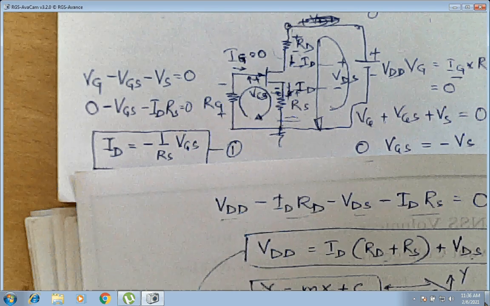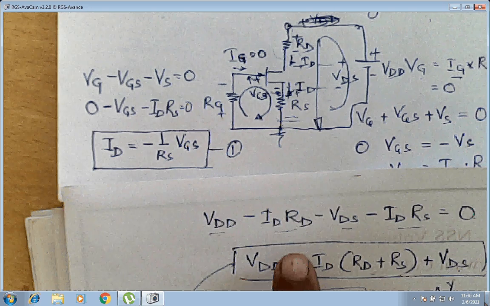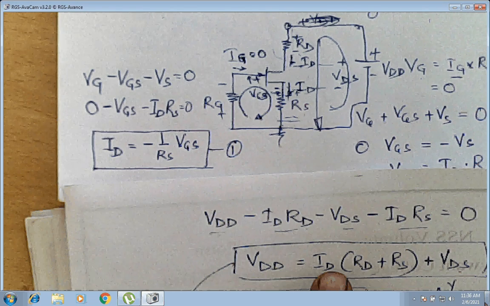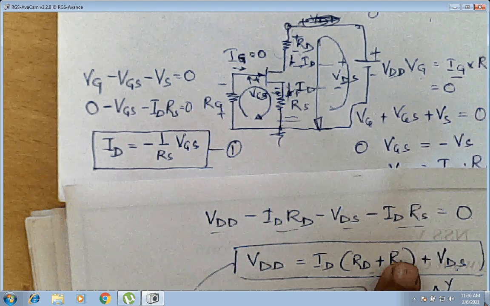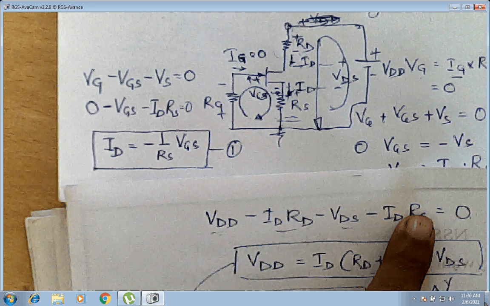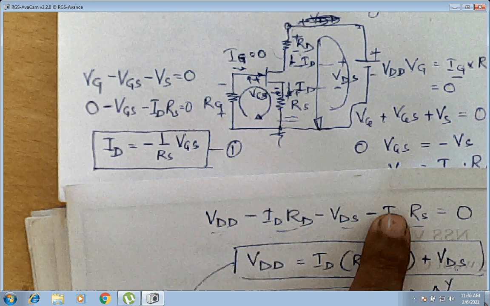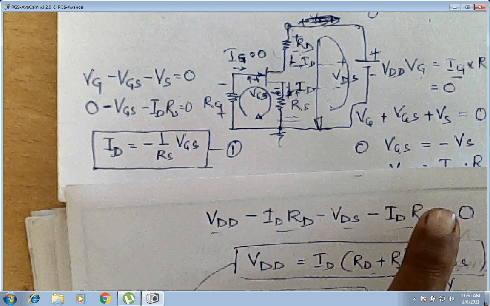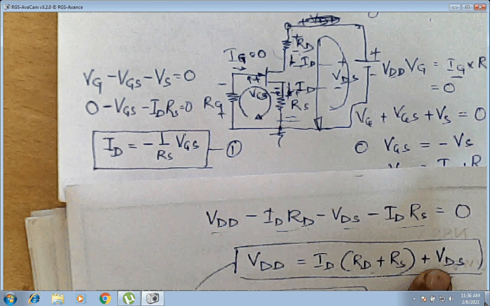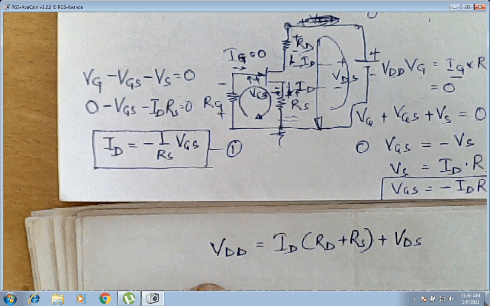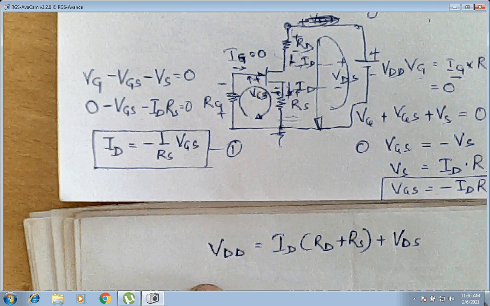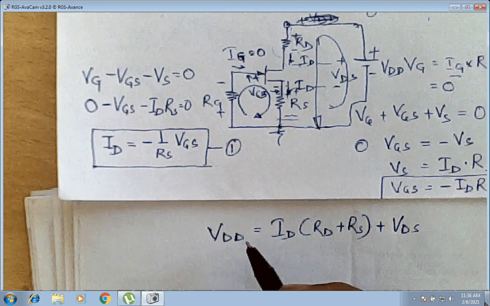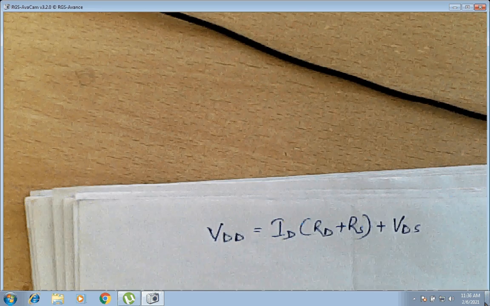I had shown you VDD after taking all this minus on the other side, which will be equal to ID into bracket RD plus RS, because here also RD is there, here also ID is there. So taking ID common and taking into bracket RD plus RS, plus VDS taking on the other side, that has become positive. So the same equation I have written it here. Again I'll simplify that. How I'm going to simplify and what I'm going to do with that, I'll show you. Now you have understood the path.